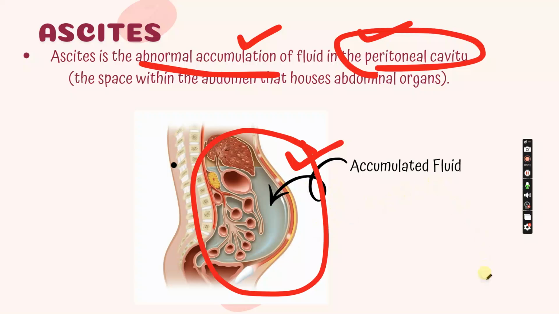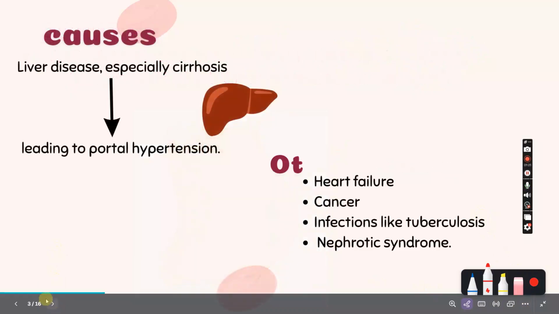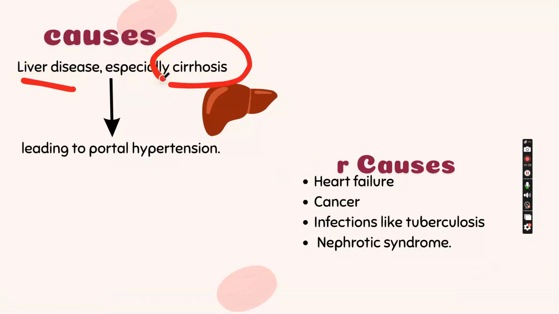Okay, if we move on to the next slide, it contains the causes of ascites. The main cause is liver disease, especially liver cirrhosis. What is liver cirrhosis? Liver cirrhosis is a condition in which the original tissues of the liver get replaced by scar tissue due to damage. The problem is that the scar tissue does not perform as the original tissue did. So there is no proper filtration in the liver, which leads to portal hypertension.